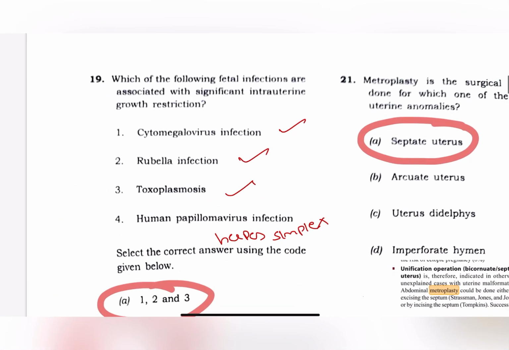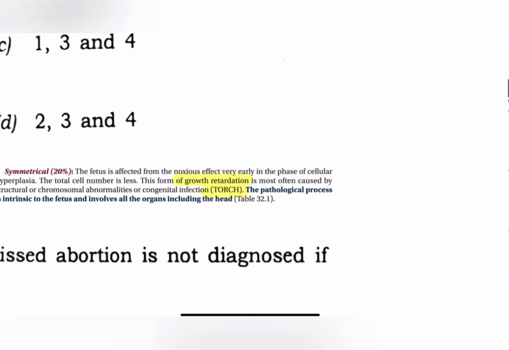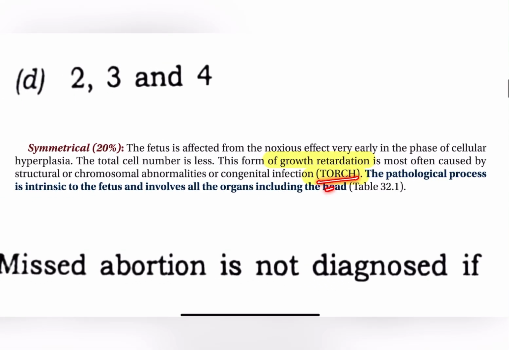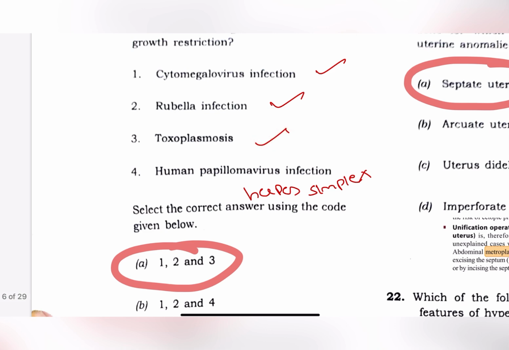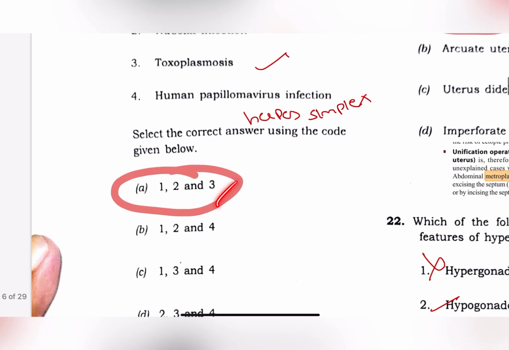Which of the following fetal infections are associated with significant intrauterine growth restriction? Then we have TORCH, and in TORCH we all know that T is toxoplasmosis, then R for rubella, C for CMV and H for herpes simplex. So the HPV is wrong. So the answer for this is 1, 2 and 3.